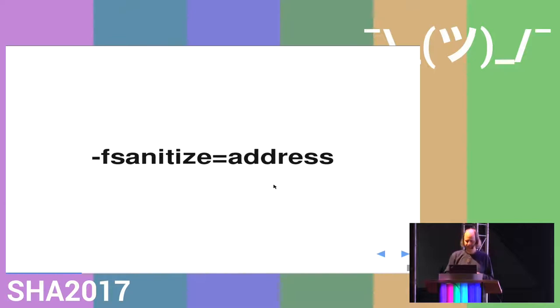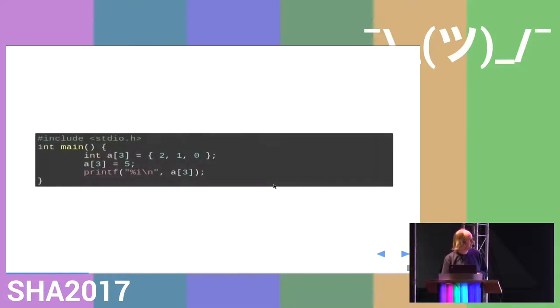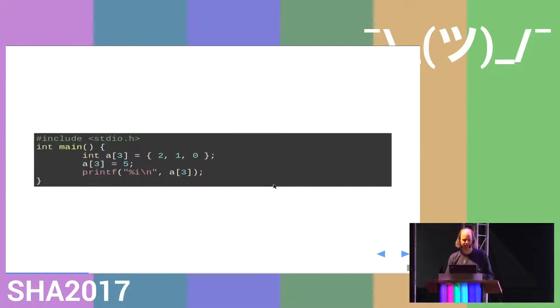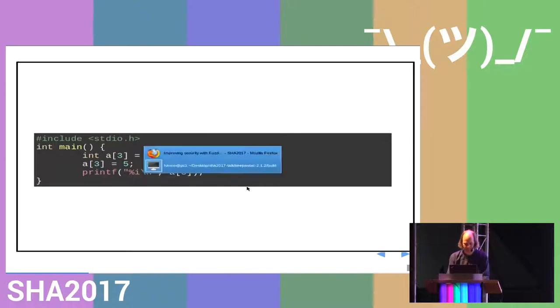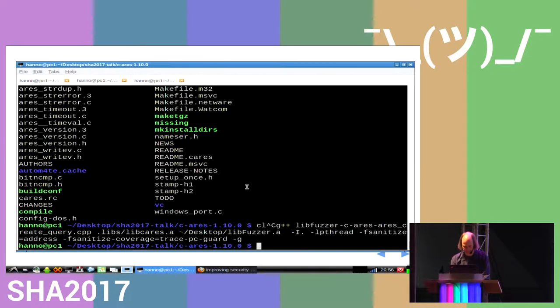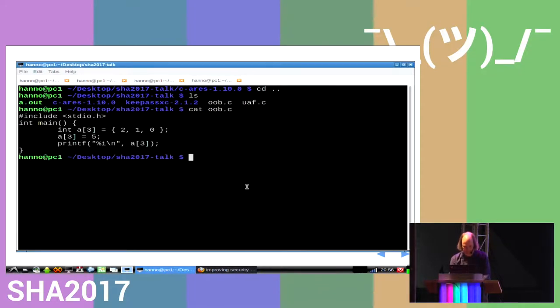Here's a very simple example. That is a textbook buffer overflow. We're defining an array with three elements, and then we're writing to element three. Given that we're starting the counting from zero, elements 0, 1, and 2 are valid, and element 3 is invalid. I have this code here as an example. So what do you think happens if we just start this?